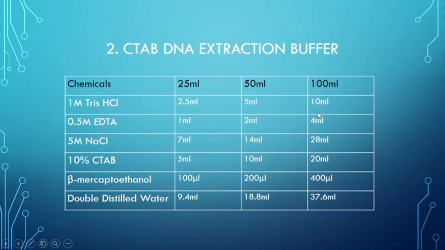From my practical point of view, you can use 25 ml of DNA extraction buffer for 40 to 50 samples. So you can extract the DNA from 40 to 50 samples using this 25 ml. Accordingly, you can design the amount of extraction buffer you need during your DNA extraction protocol.